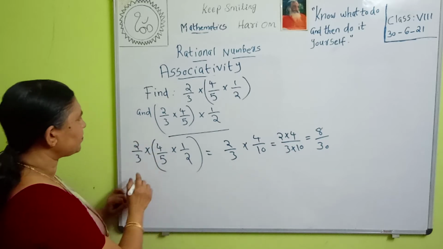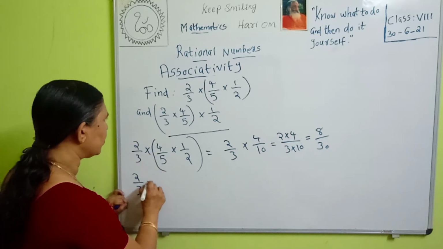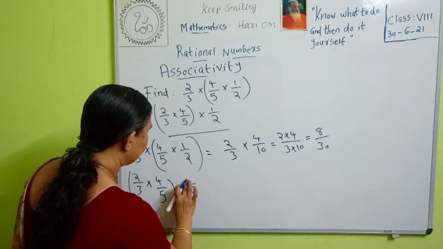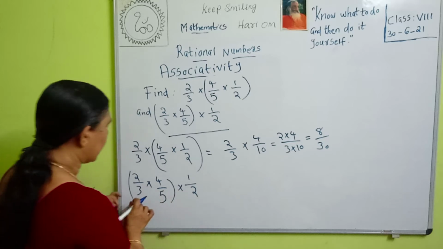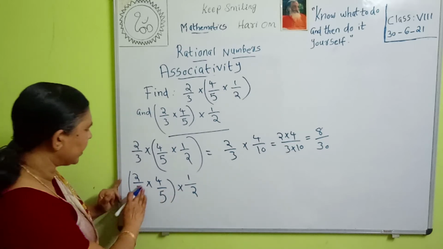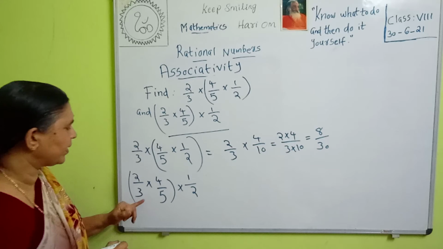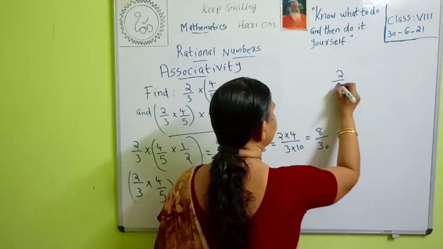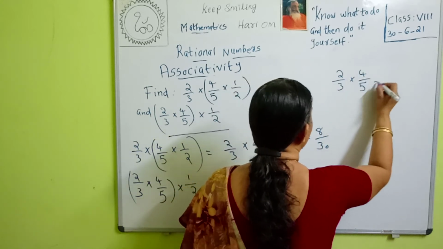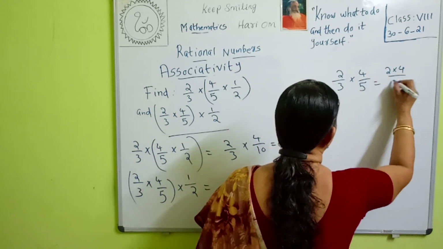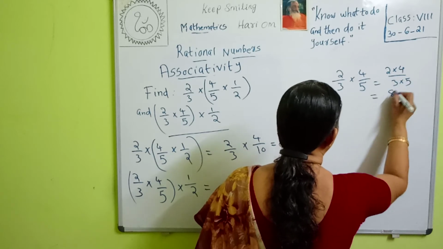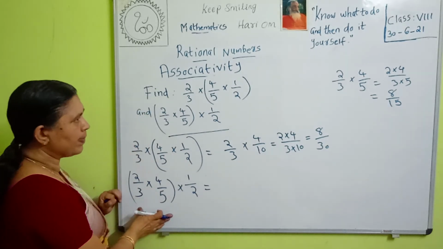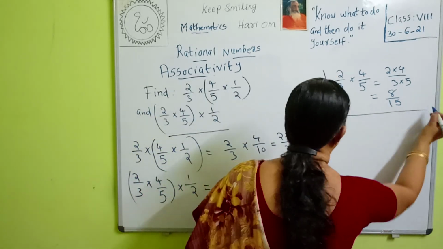Then what is (2/3 × 4/5) × 1/2? Here what do we do first, Sivasundar? Here first we multiply this 2/3 × 4/5. What is 2/3 × 4/5? It is equal to what? 2/3 × 4/5 is 2 × 4 by 3 × 5. That is 8/15. So this answer is 8/15. 2/3 × 4/5 is 8/15.